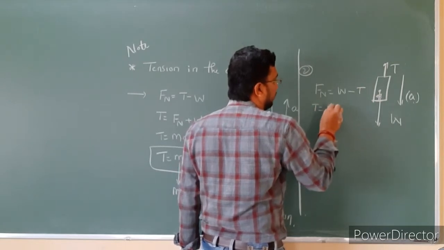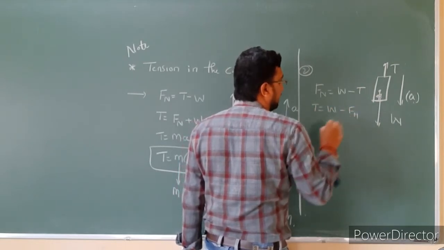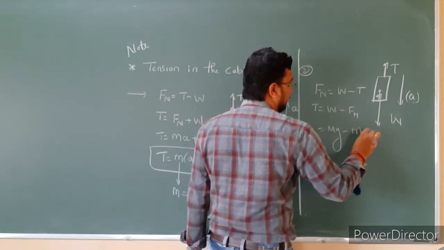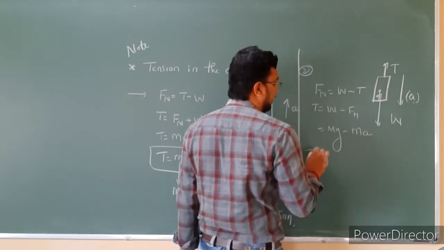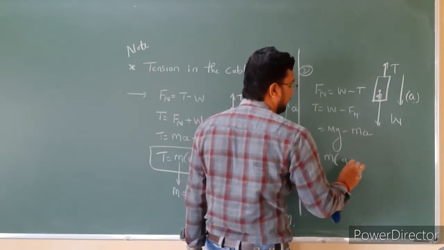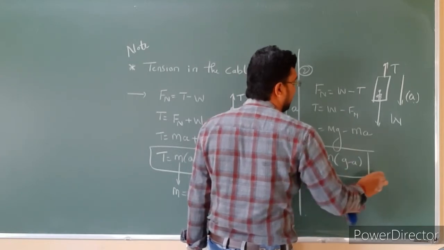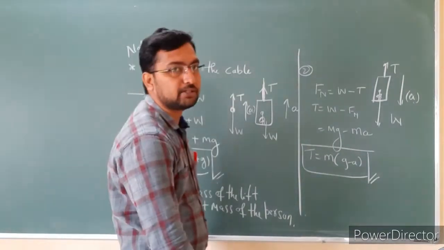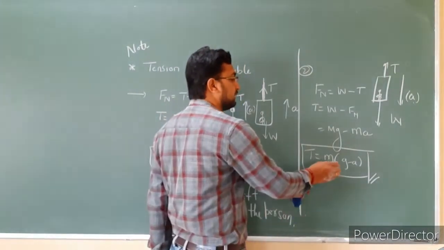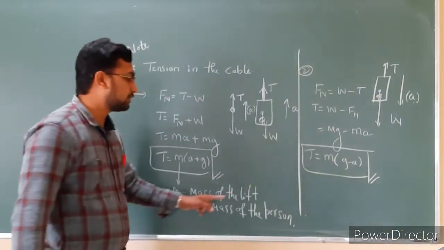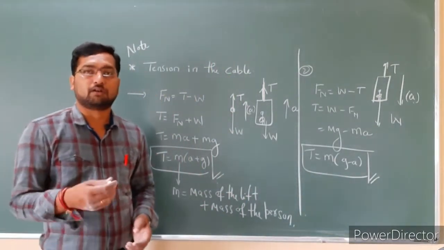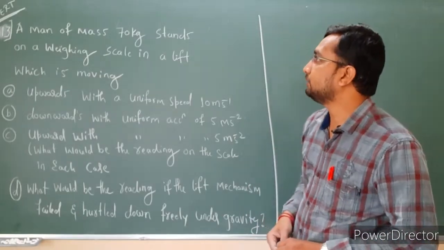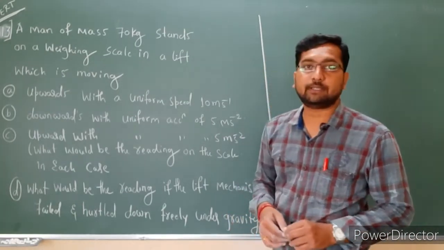So tension is equal to weight minus net force. Here weight is nothing but mass into acceleration due to gravity, minus net force, which is mass into acceleration. So then T is equal to m bracket of g minus a. So this is the tension in the cable when the lift is moving in the downward direction with an acceleration a. Okay, see here it is also the same: m is nothing but the mass of the lift plus mass of the person or passenger inside the lift.